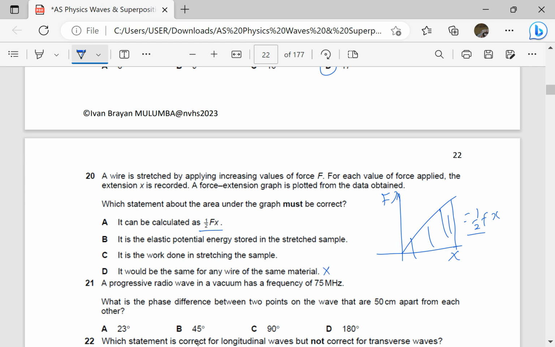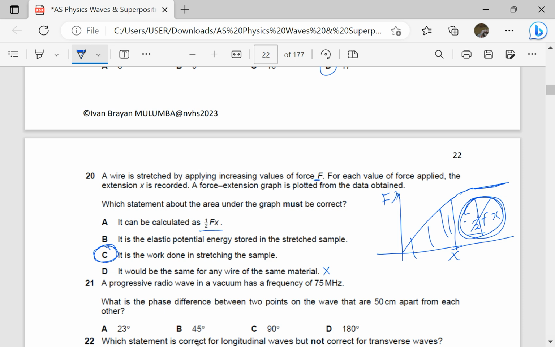So this one is obviously wrong. Let's go back. A wire is stretched by applying increasing values of F. So F is not the maximum, but they are increasing. It could go beyond the elastic limit. Therefore, we can ignore this. We may not calculate the area from a half Fx because it could go beyond and the material may undergo elastic and plastic deformation. But all we are very sure of is that whether it undergoes elastic or plastic deformation, the area under the graph is going to be the work done in stretching the sample to whatever point we stretch. Therefore, the most appropriate answer to this question is going to be C.